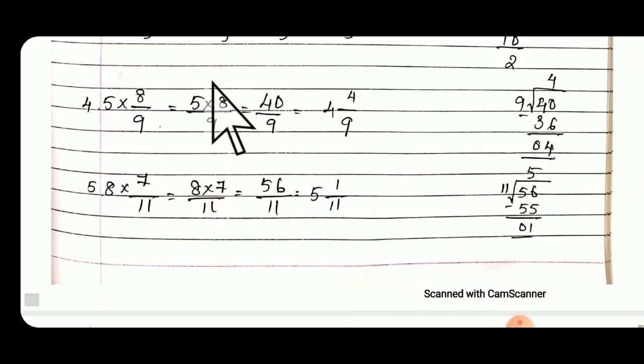Let us take the fourth one. 5 into 8 by 9. 5 8s are 40 by 9 will be the fraction. Find the mixed fraction by dividing. You will get 4 4 by 9.